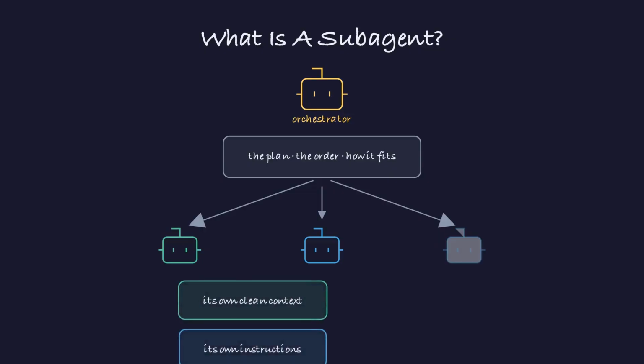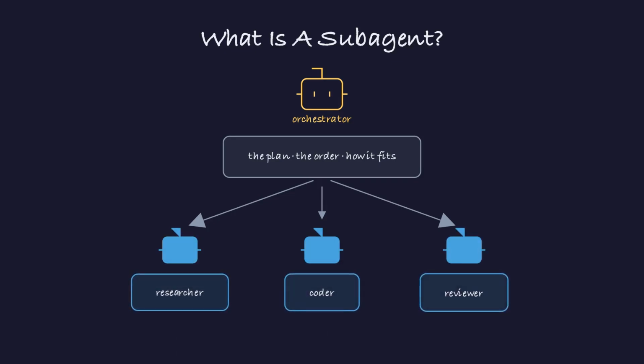Its own clean context, a fresh mind. Its own instructions, a system prompt just for its one job. And its own set of tools, you decide exactly what it can touch. It's the classic manager and specialist setup. Instead of one generalist doing everything in sequence, you've got a researcher, a coder, and a reviewer, each focused, each independent.